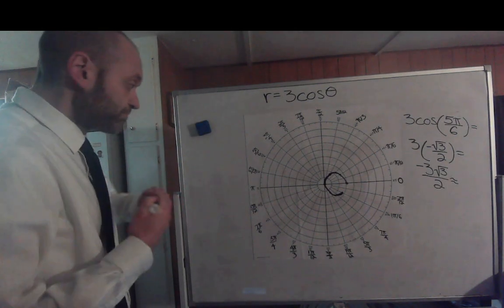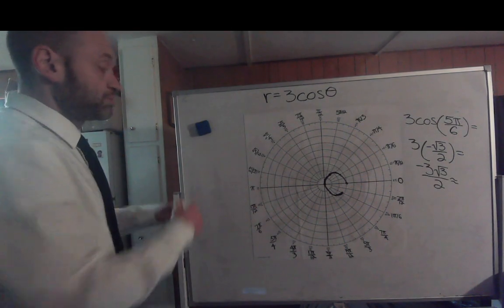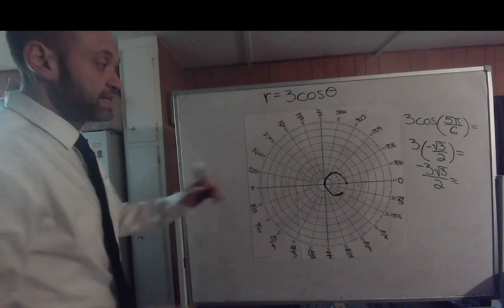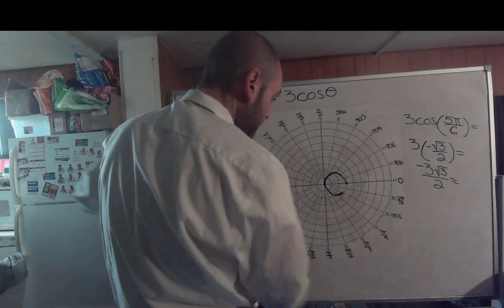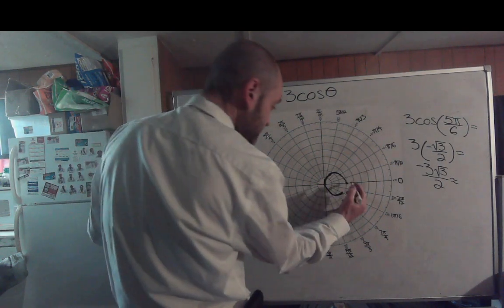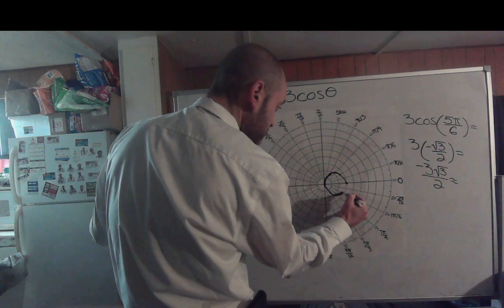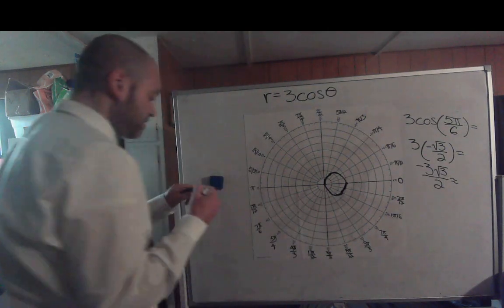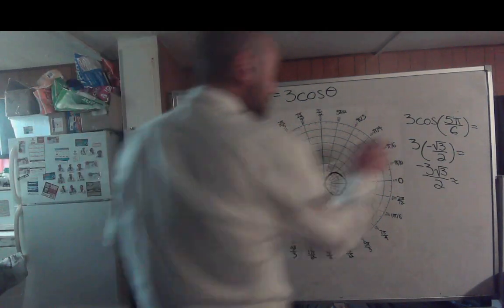And then next special angle is pi. Well, the cosine of pi is negative 1. 3 times that would give you negative 3. So you'd actually end up back on the 0 or 2 pi axis. So just connect what you have here.